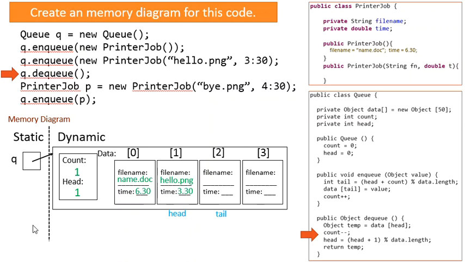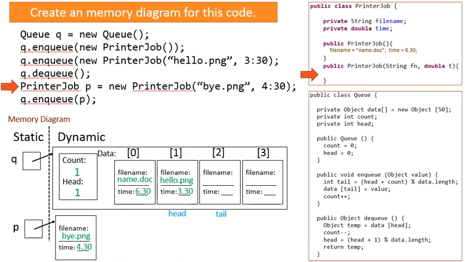So that means I'm going to have a new thing in my static variable, and I'm going to have a new memory allocation. So let's look at it. Here it is. So we've got our new memory allocation right in here. Now, on the next line, I enqueue that object that I made, P. So what's going to happen is we are going to add it in this spot.